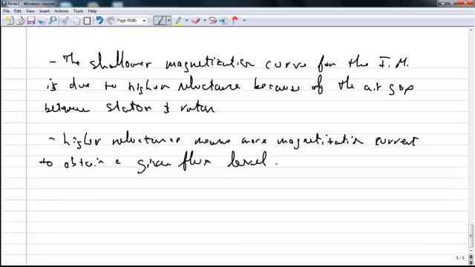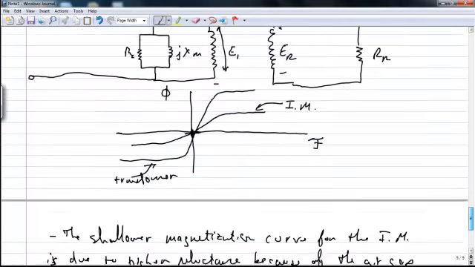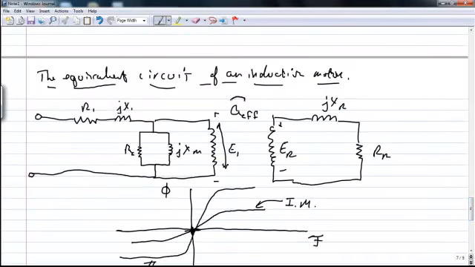So if we look back at the circuit, the primary internal state voltage E1 is coupled to the secondary internal state voltage ER by this effective turns ratio A effective. And we say effective turns ratio because if we're talking about a squirrel cage induction motor that doesn't have windings on the rotor, we can't really talk about a turns ratio because there are no turns on the rotor. It's just the rotor bars. So that's why we call it effective turns ratio.